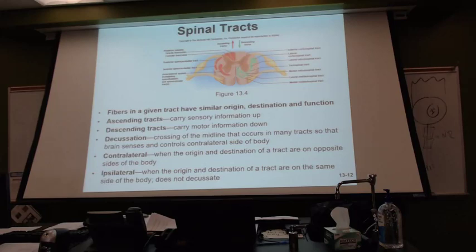Okay? Now, when we talk about the tracks, they do have a similar origin, all right? Because if you think about it, a spinal nerve is serving a certain area of the body. They have a similar destination, so that information from that particular area of the body by that particular spinal nerve goes to a similar destination in the brain. And the function. So, once again, ascending, sensory information up, descending, motor information down, meaning the effect.